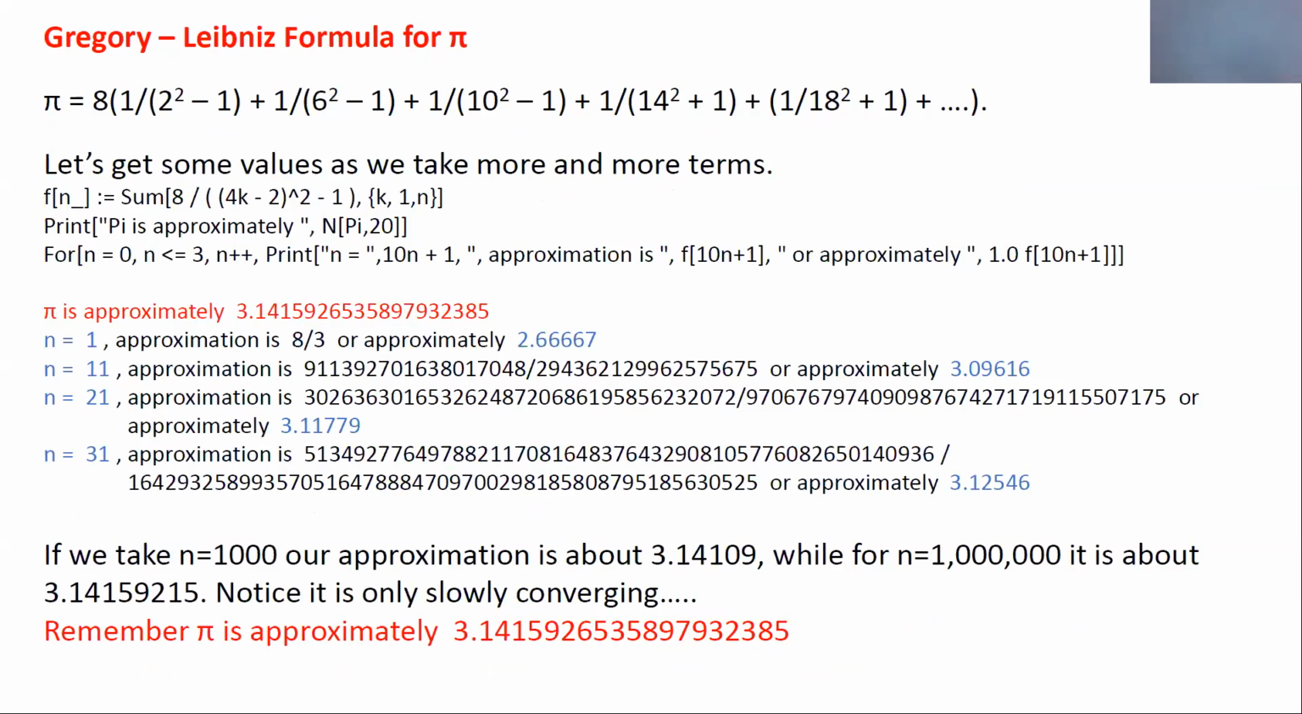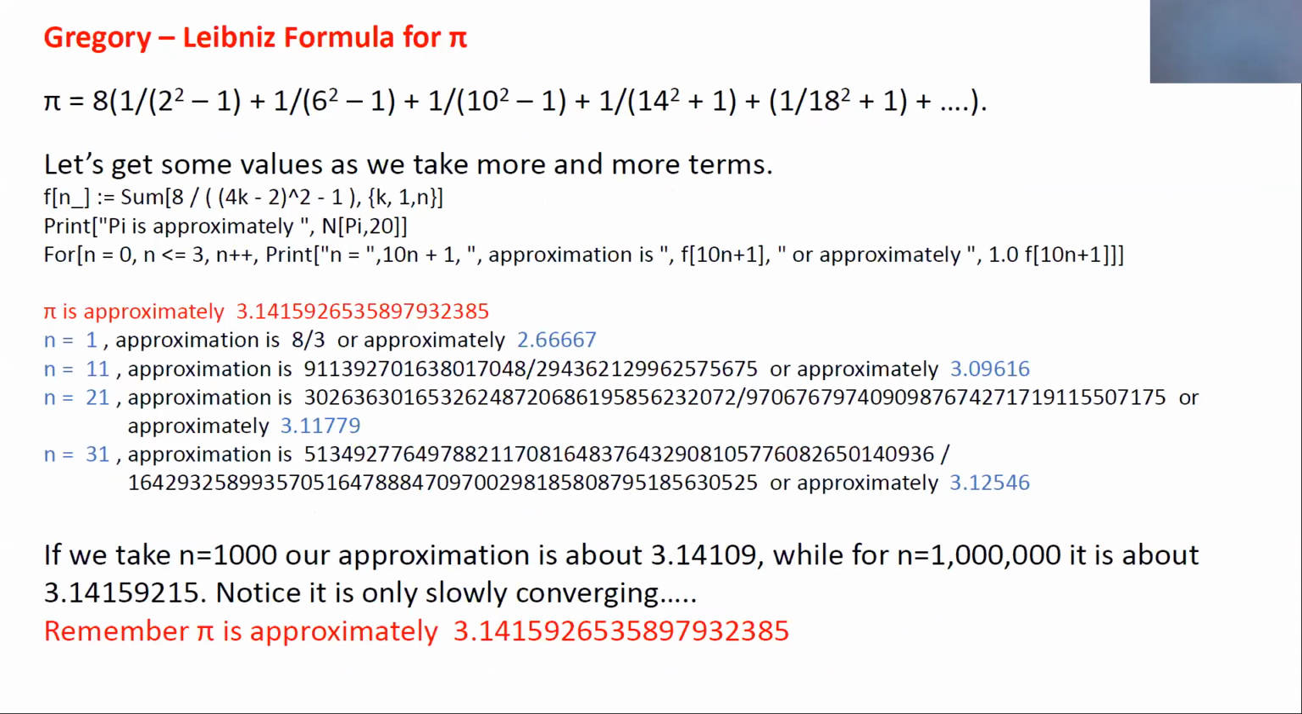I'm going to write it on the next page. It's 8 times 1 over 2 squared minus 1 plus 1 over 6 squared minus 1 plus 1 over 10 squared minus 1. This formula, the technical term is, I don't know if I can say this. Can I say this? Yeah. Sucks. It's slow. It takes a long time.